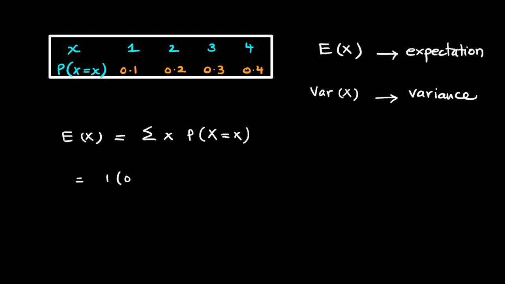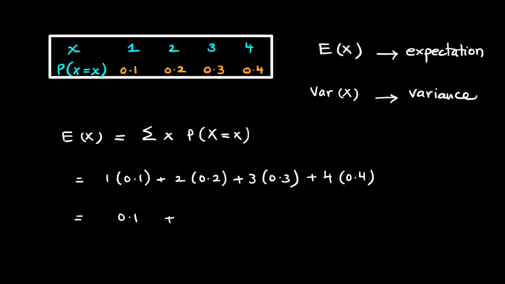This is 1 into 0.1. This is 2 into 0.2, 3 into 0.3, and last but not the least, 4 multiplying with 0.4. Now, sigma means add it all up. Multiply x with its corresponding probability and add it up. What do we get? 1 into 0.1 is 0.1, 2 into 0.2 is 0.4, 3 into 0.3 is 0.9, 4 into 0.4 is 1.6. When we add these 4 up, we get the value as 3.0. This is an exact value.